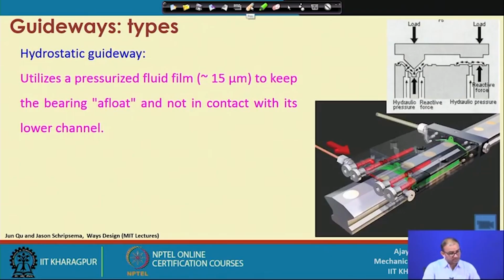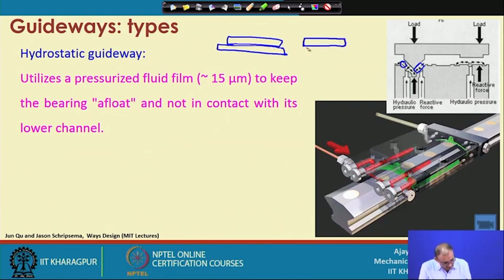In the earlier case we have seen that this is the moving component, and we are putting balls or rollers here, correct. That is to reduce the contact between the two surfaces when they are in motion. Now consider this situation. This is the one where there is a full surface contact. This is another thing which we have seen recently, these are the balls. And this is the third one.